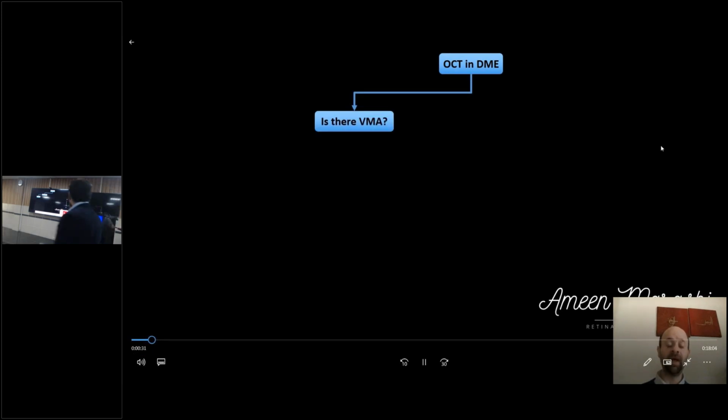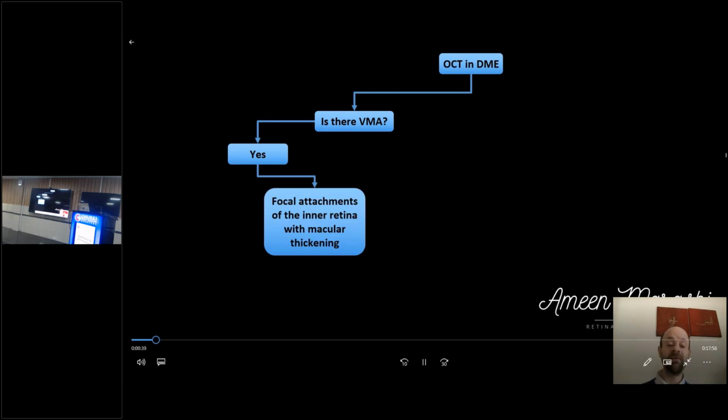When assessing the OCT for diabetic macular edema, the first thing we should assess is the presence or absence of vitreomacular abnormalities. In cases with vitreomacular abnormalities such as epiretinal membrane or vitreomacular traction, we should assess the focal attachments of the inner retina with the macular thickening. If it is prominent that the tractional element is responsible for the increased thickening of the macula, then we should consider pars plana vitrectomy with or without ILM peeling.